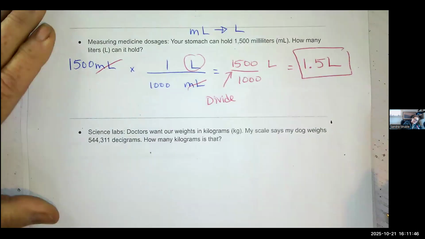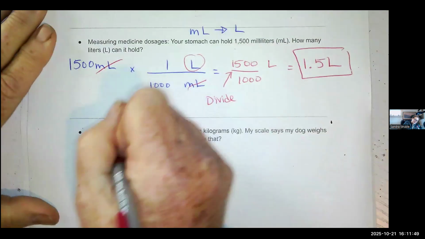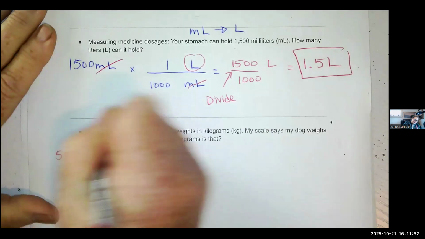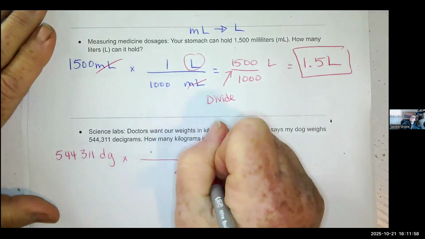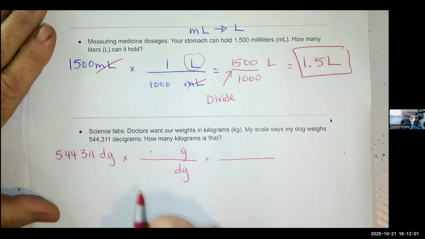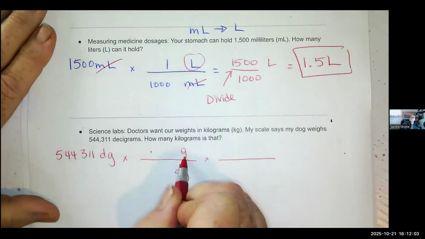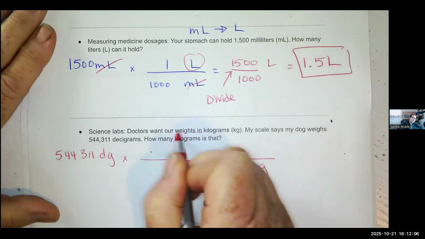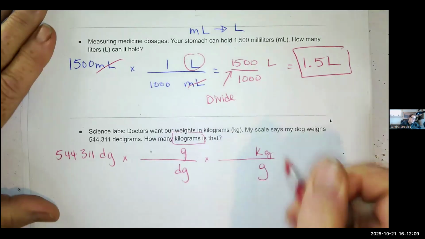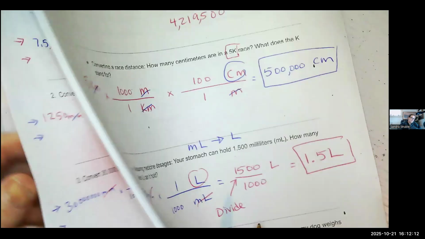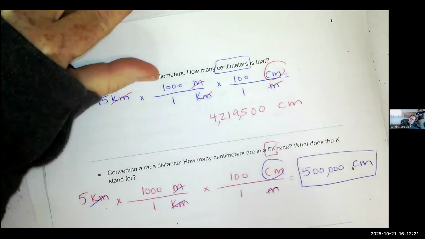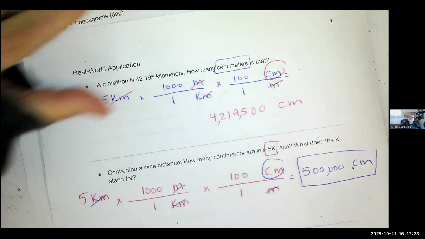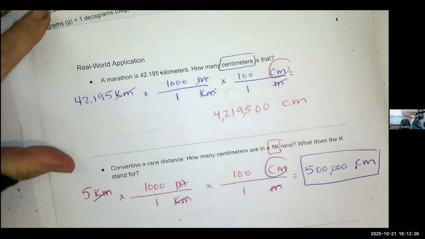We've got to start with what we're given, 544,311 decigrams. So that's DG. That's my starting unit. So I need to get rid of my starting unit, and I'm going to go to my base unit. Base unit is grams, so G. Then I need to get rid of my base unit and go to what they want. They want kilograms. Now I need to go look at my conversions for weight. All right, grams and decigrams: 1 gram, 10 decigrams, and then 1,000 grams is 1 kilogram. Okay, got my number set up.